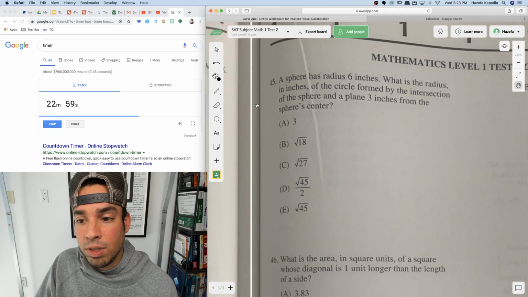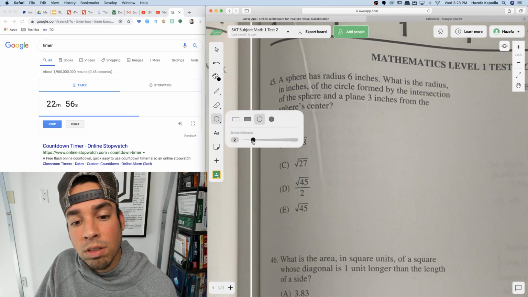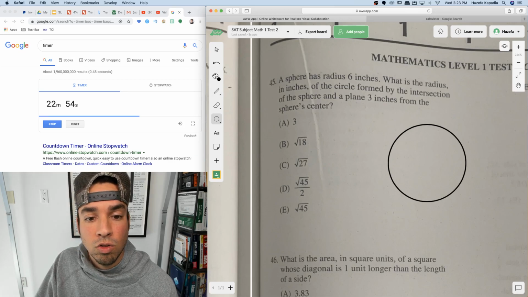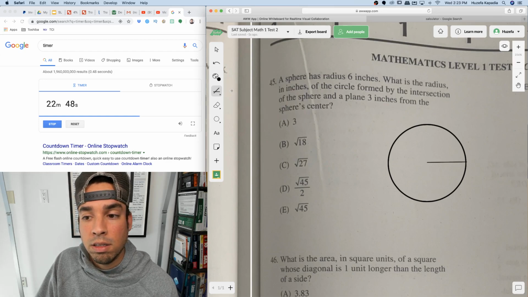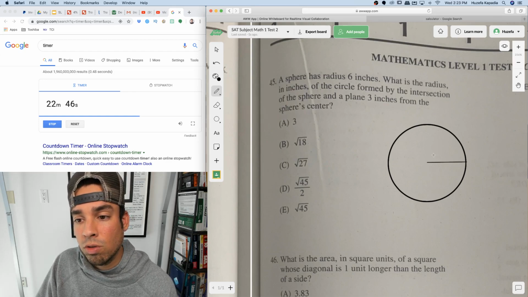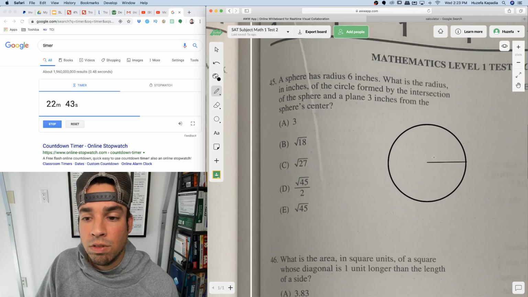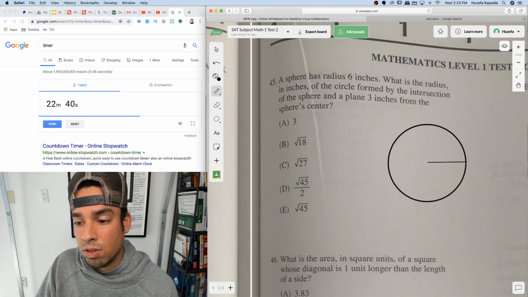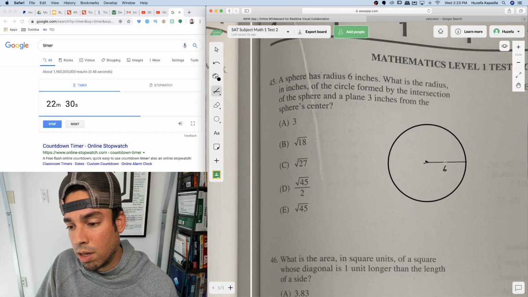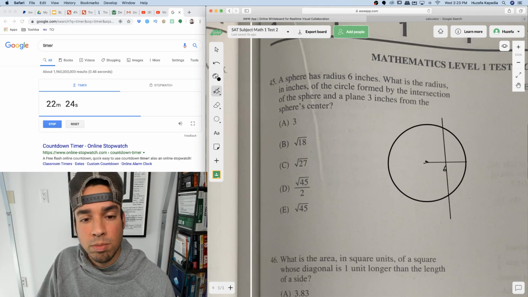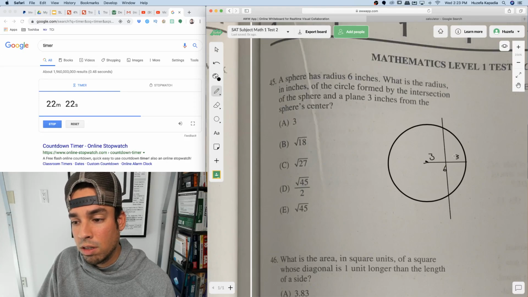A sphere has a radius of 6 inches. What is the radius in inches of the circle formed by the intersection of the sphere and a plane 3 inches from the sphere's center? Wow. These are getting kind of hard. Okay, so there's a radius of 6. And they're saying basically it would be like cutting across there. Assume that's cutting it in half. This is 3. This is 3.